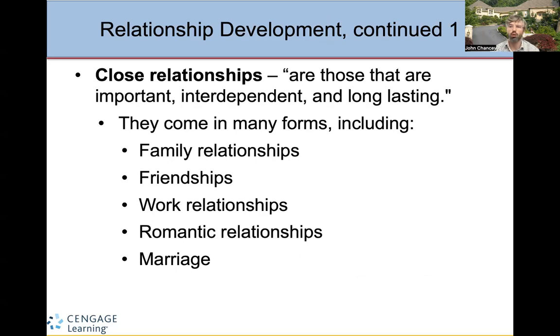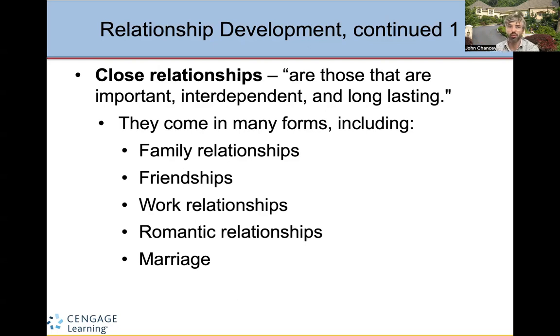And I mean close relationships, meaning it's important, it's interdependent, it's long lasting, versus maybe you have a coworker who sits next to you and maybe you wouldn't necessarily call that important. It's not interdependent. You just both do the same job and it's only lasting as long as one or both of you work there. But close relationships come in all kinds of shapes, sizes, and forms.